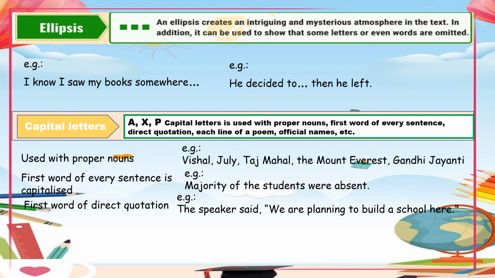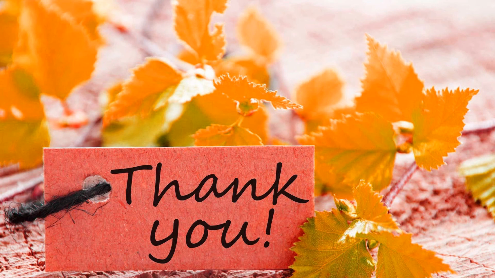Capital letters, it's used with proper nouns. The first word of every sentence is capitalized. The first word of every direct quotation is also capitalized, and many more. It's each line of a poem, official names, every sentence. So everywhere we use capital letters. So all these were the list of punctuation marks from the topic punctuation. I guess you all have understood it.